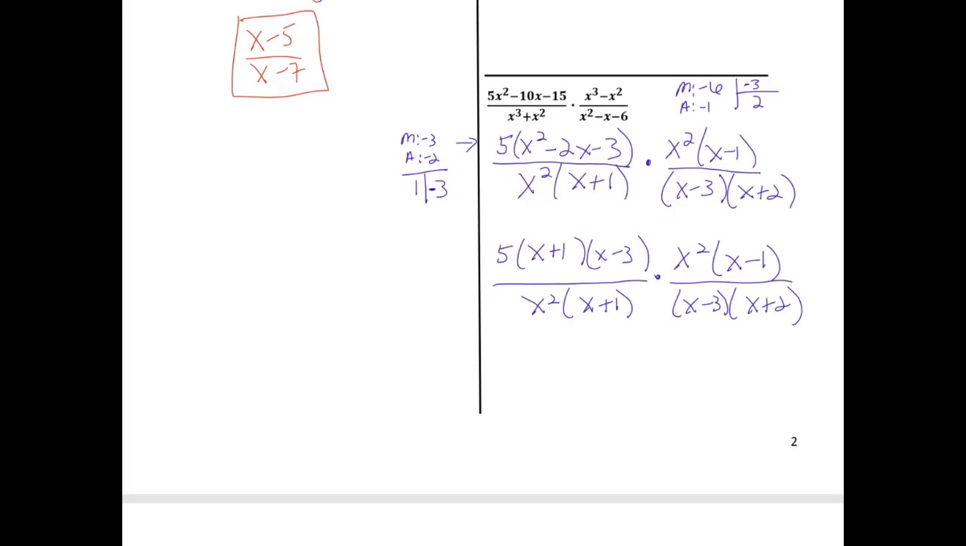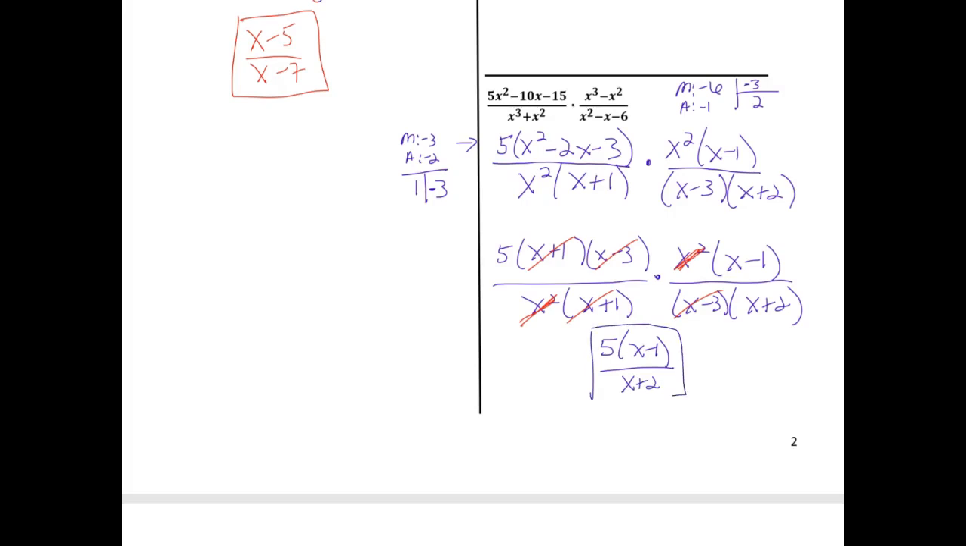And then see what will divide out. Remember, the signs and terms all have to match. So I can take out an x squared and x squared. I can divide out x plus 1 divided by x plus 1, x minus 3 divided by x minus 3, and I believe that's it. So multiplying anything that's left, there's a 5 left, and an x minus 1 in the numerator, and in the denominator I have an x plus 2.